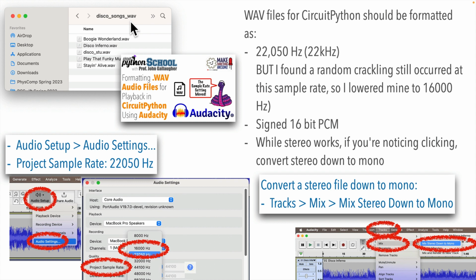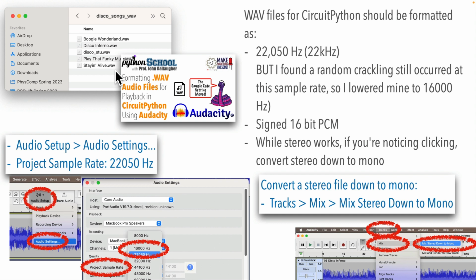Now I'm using WAV files in this build because I'm using the audio mixer library, and that can eliminate the popping sound that otherwise occurs when you play audio files back in CircuitPython. Now CircuitPython does play MP3 files as well, and MP3 files can be much smaller than WAV files because they're compressed. But if you use the MP3 code that we learned about in prior lessons, you'll notice a pop before each file is played. Audio mixer with WAV files will get rid of that pop.